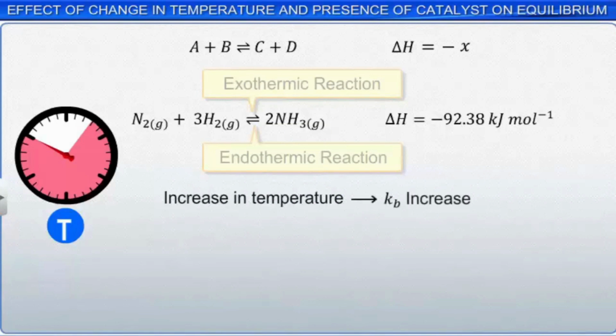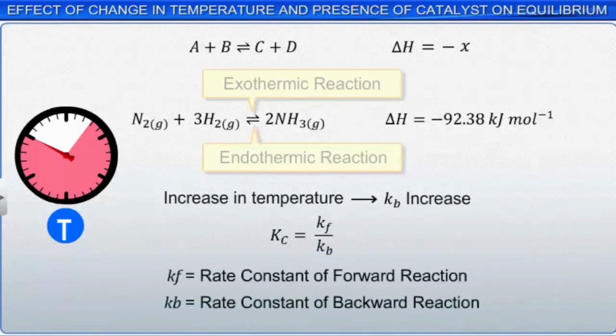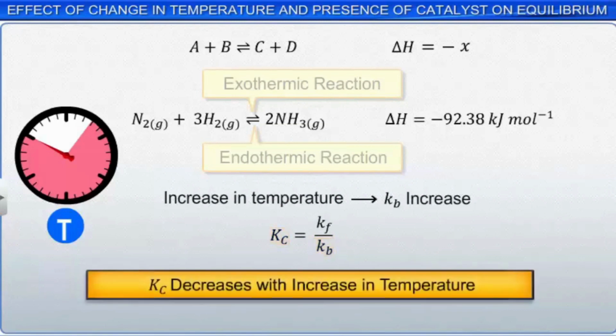You have also seen that the equilibrium constant Kc is equal to Kf divided by Kb, where Kf and Kb are rate constants for the forward and backward reactions respectively. As Kb increases in the denominator, the value of Kc decreases. Thus, for an exothermic reaction, the value of the equilibrium constant decreases with an increase in temperature.